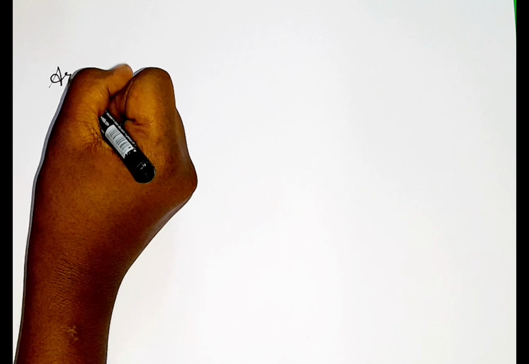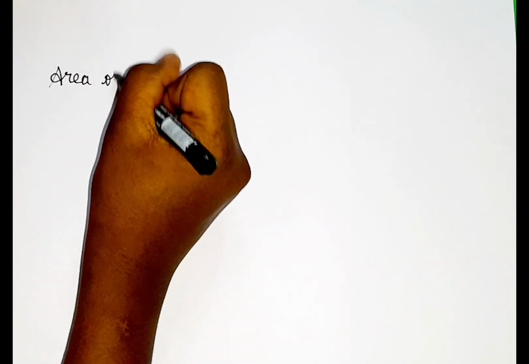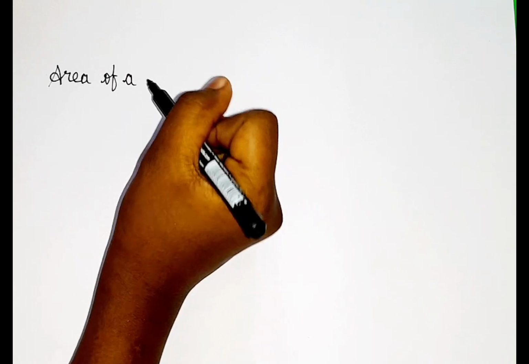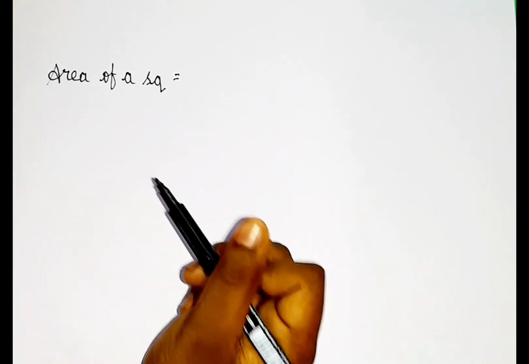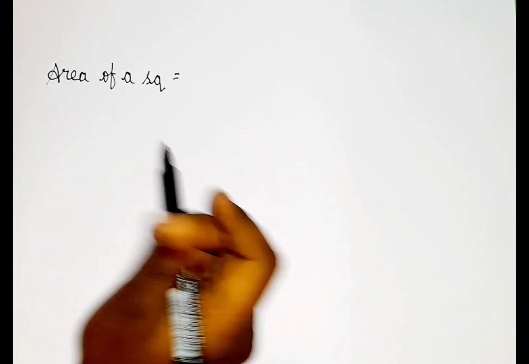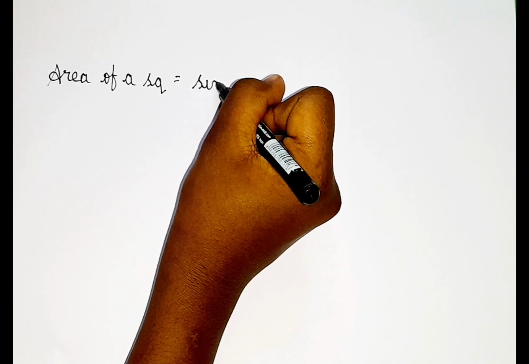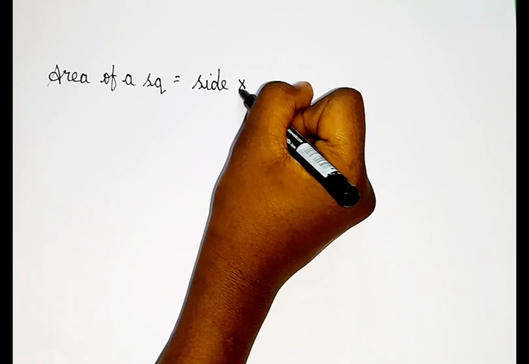Here you can see they asked us to find the cost of developing a garden. Developing a garden means the area, the space of the garden. So here we are going to use area. Let me write area of a square. I am writing square in short. Area of a square is equal to side into side. Let me write side into side.